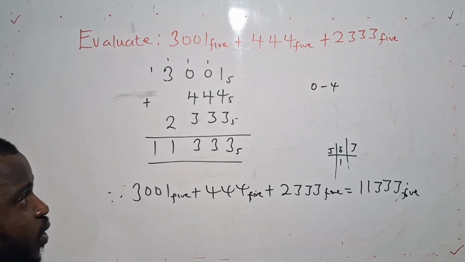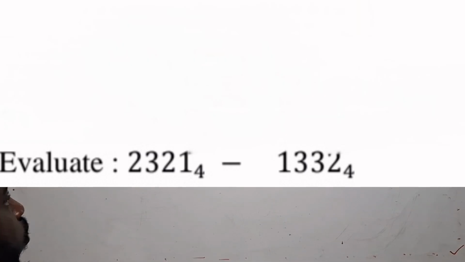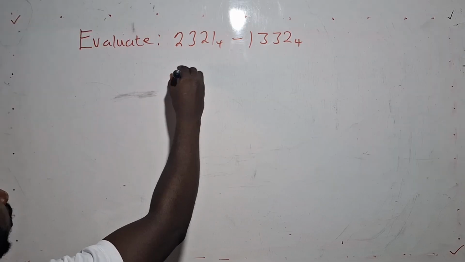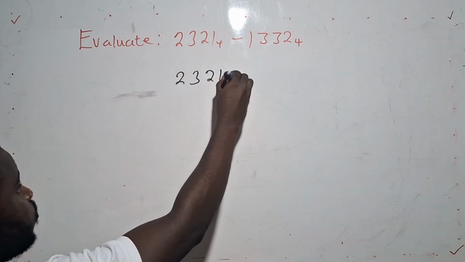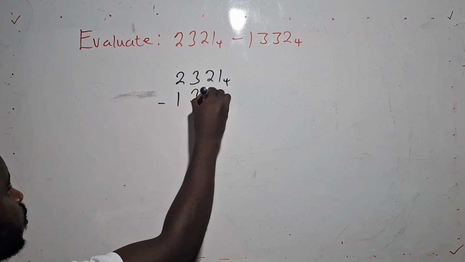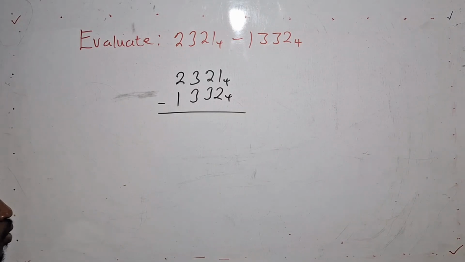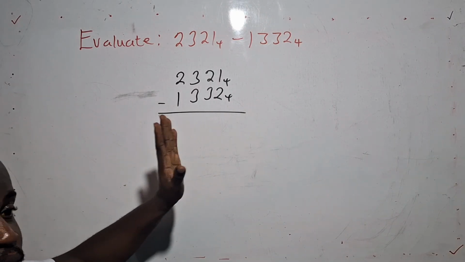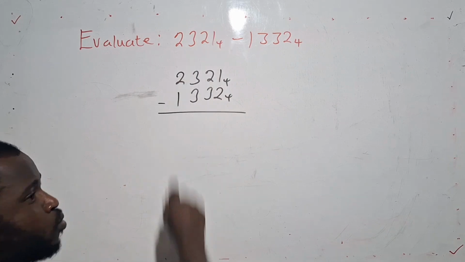Let's take our next question on this. So we have to evaluate 2, 3, 2, 1 base 4 minus 1, 3, 3, 2 base 4. Now we are going to subtract. And we are subtracting in base what? Base 4. Now, can we subtract 2 from 1?